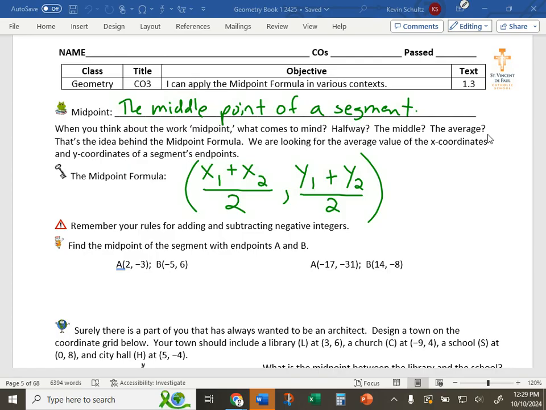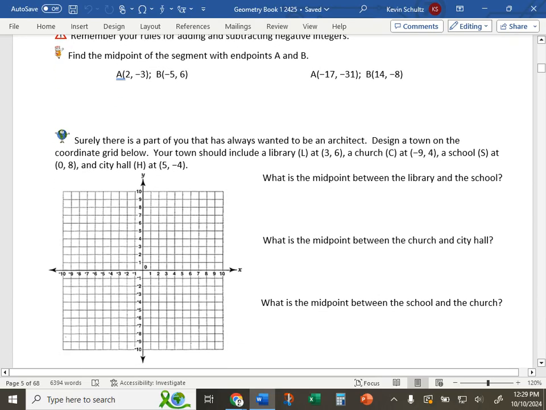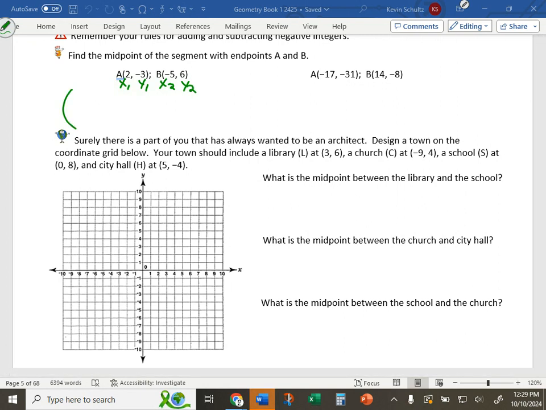Questions so far? All right. We just get to practice this now for a little bit. Here we go. 2, negative 3, and negative 5, 6. Here's our x1, y1, x2, and y2. Using the midpoint formula, we're taking x1 plus x2, which is 2 plus negative 5, and then y1 plus y2, which is negative 3 plus 6. And we're dividing both of those by 2.